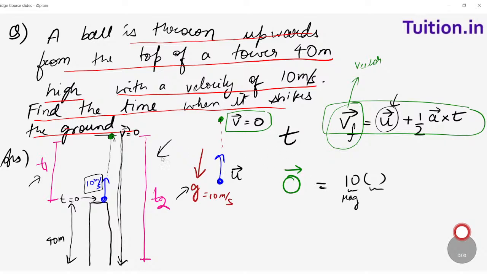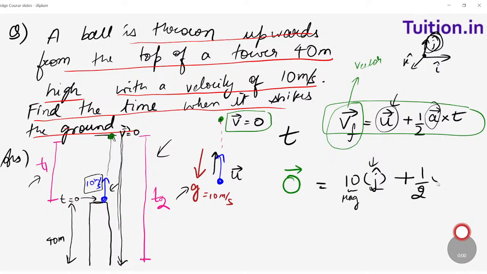What is the direction? Since it's projected upwards, this is i cap, this is j cap, this is k cap. Your object is projected up, right? And I have told you before in vectors how direction is represented. It's represented using unit vectors. So I need the unit vector along this direction. What is the unit vector along this direction? J cap, correct? Because it's the positive y-axis. So j cap, plus half times, I need the acceleration vector now.